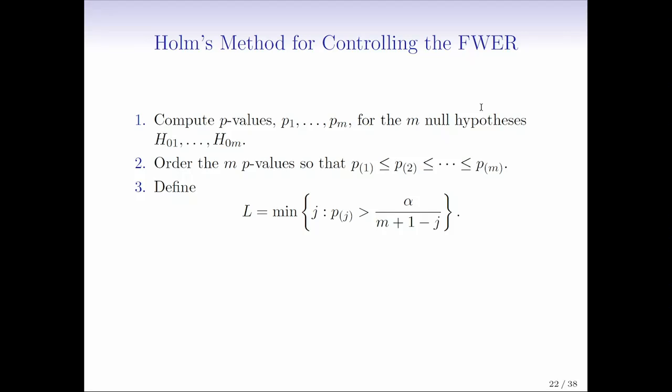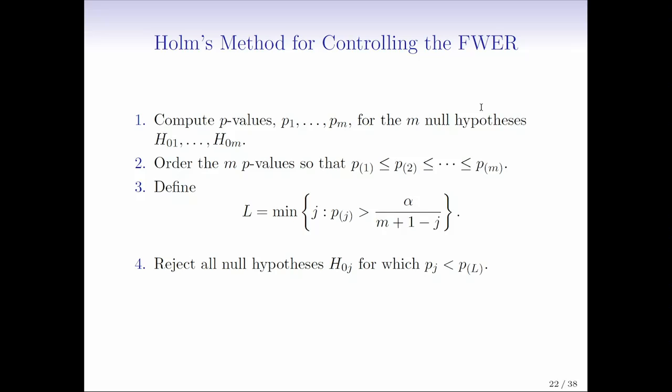If it's not, then we go on to the second p-value, and we ask, is the second smallest p-value greater than alpha over m minus 1? If not, then we go to the third one. Is that greater than alpha over m minus 2, etc.? And we find the first point where we break that rule, where the p-value is above that value. And then we simply reject all null hypotheses where the p-value is less than this cutoff p-value.